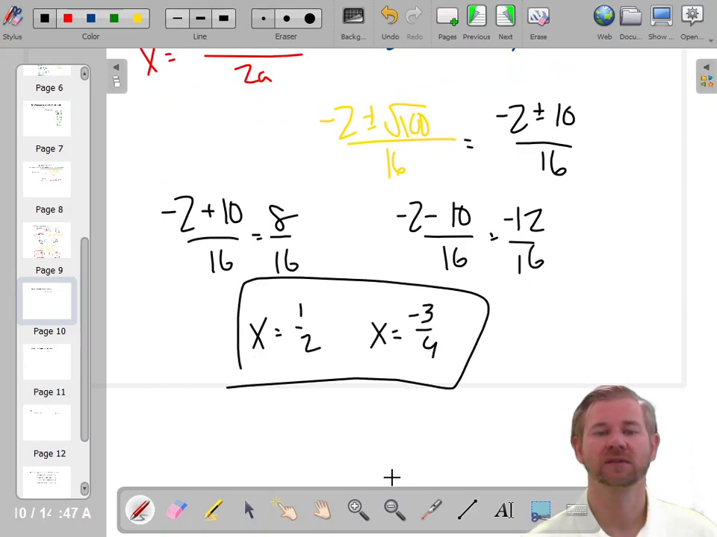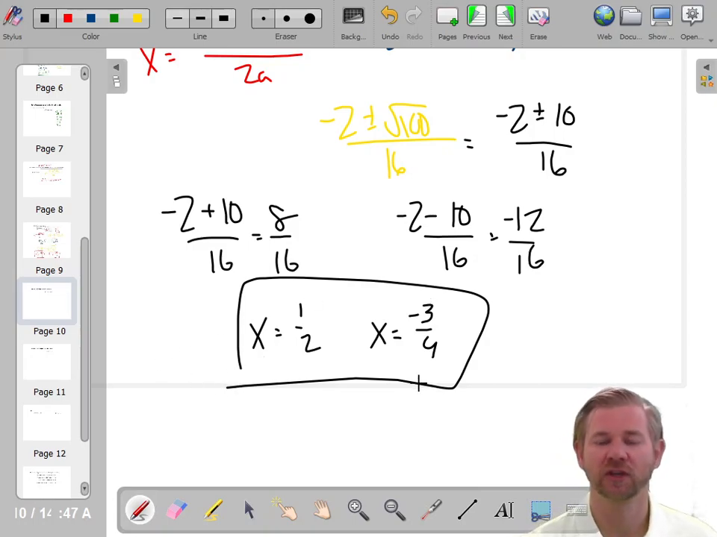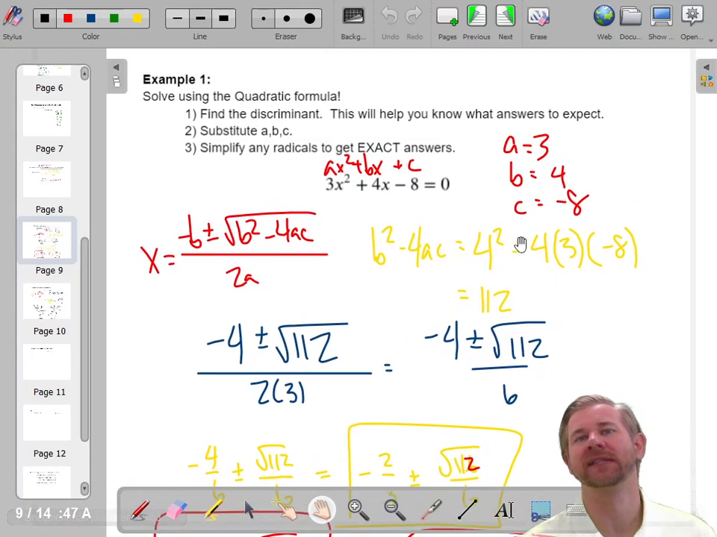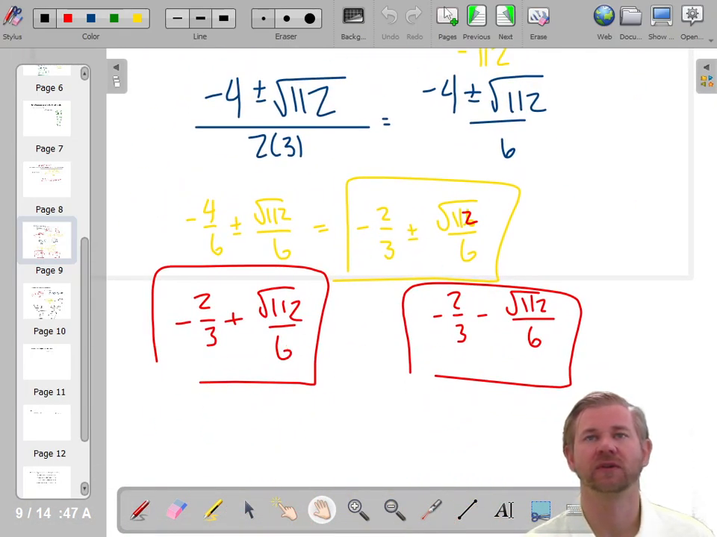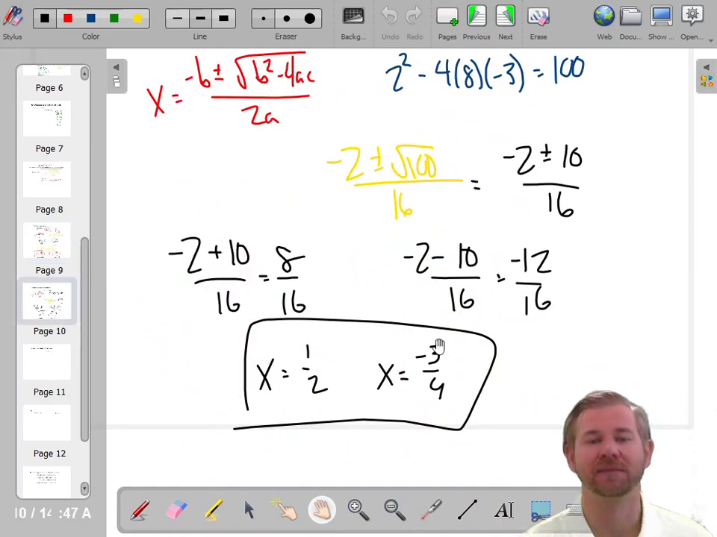Those are your solutions using the quadratic formula. And you can test them by substituting them back in and you should get 0. But I feel pretty good about that. So in the first one, we had a discriminant that was not a special number. 112 is not super useful or special, but 100 is a perfect square. And we got nice numbers. This was way better. Okay, I just want you to think about that. We're going to come back to this.